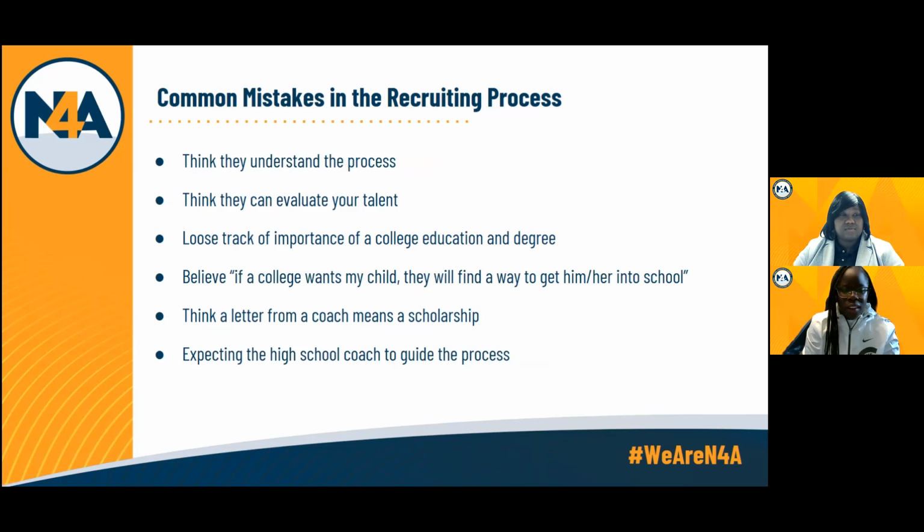And you think that they can evaluate your talent. A lot of times, sometimes people will lose track of the importance of getting a college education and a degree. They also believe that if a college wants my child, they will find a way to get him or her into school. And that's not often the case. It's a very, very large market. So you definitely want to make yourself marketable. You think that a letter from the coach means a scholarship, and also expecting the high school coach to guide the process for you are some of the common mistakes made in the recruiting process.